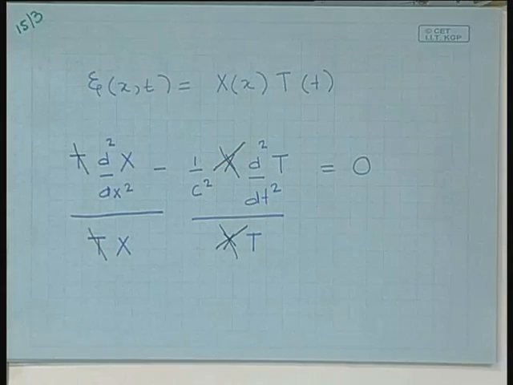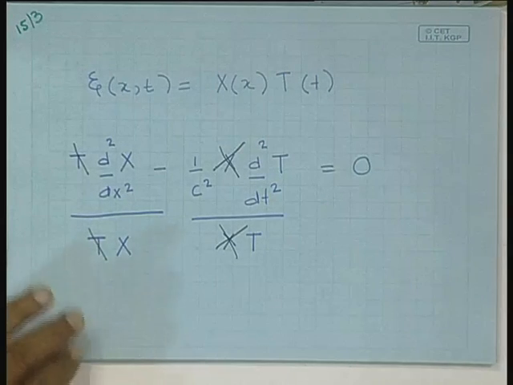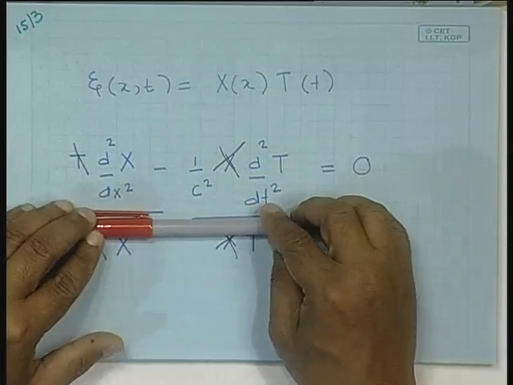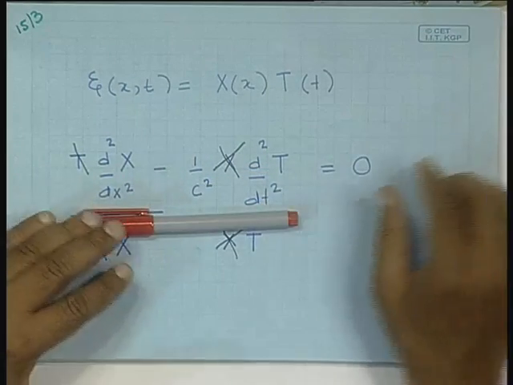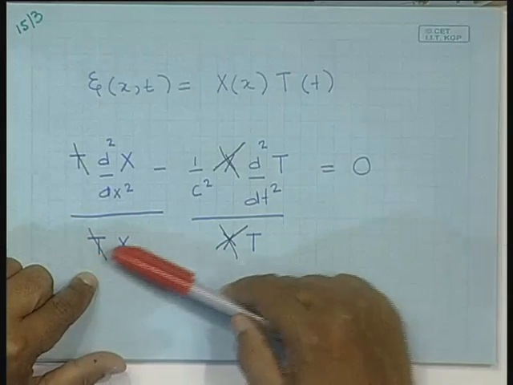The next thing which we did in the last class was we divided this whole ordinary differential equation. So, this was the equation that we got. Now, we divided this equation by xi, which is dividing it by T into X.